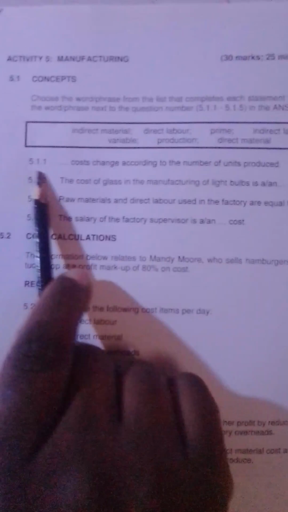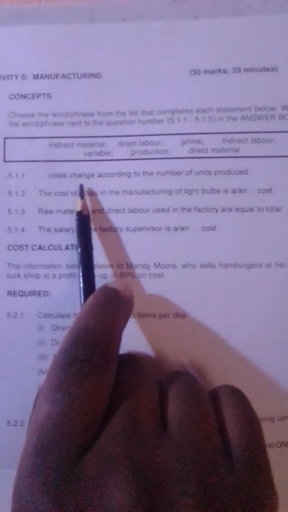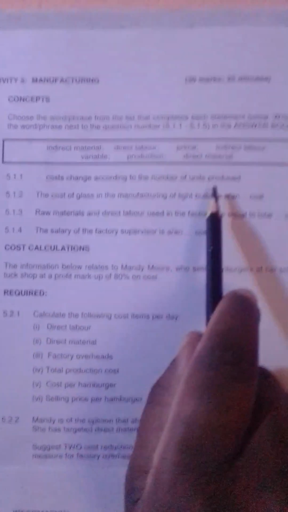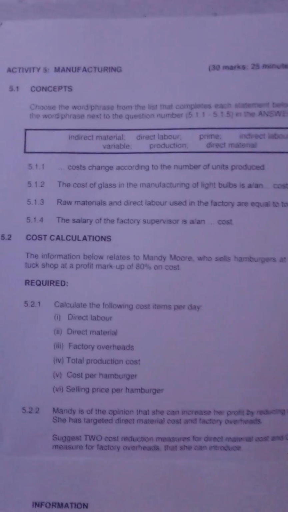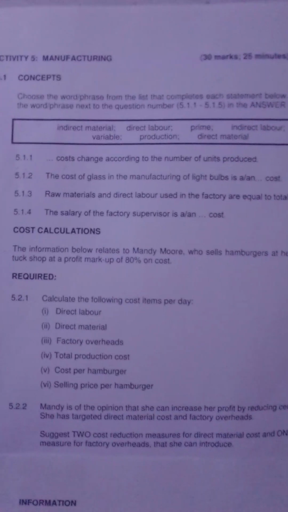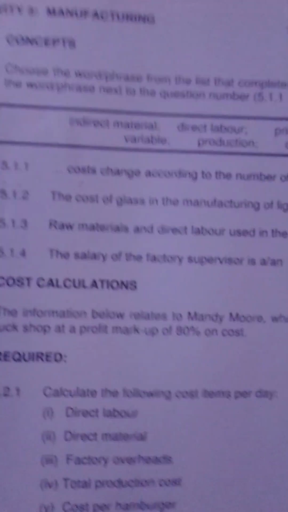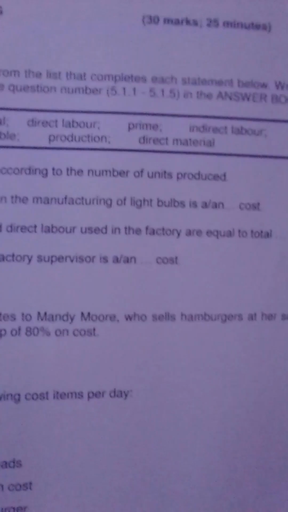5.1.1, they say costs change according to the number of units produced. The costs that change according to the number of units produced, we call them variable costs. If they were fixed costs, they do not change according to the number of units produced. But these ones are variable because the more you produce, the more you are going to pay. The less you produce, the less you are going to pay also.